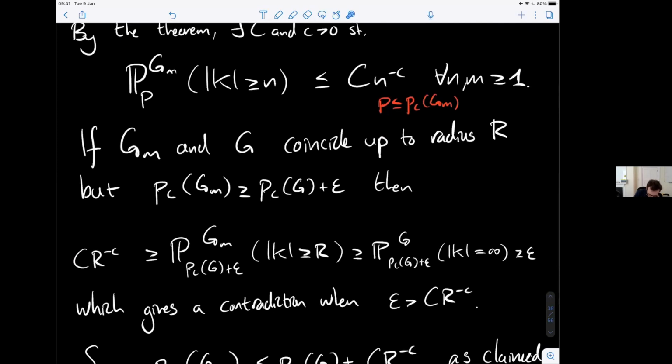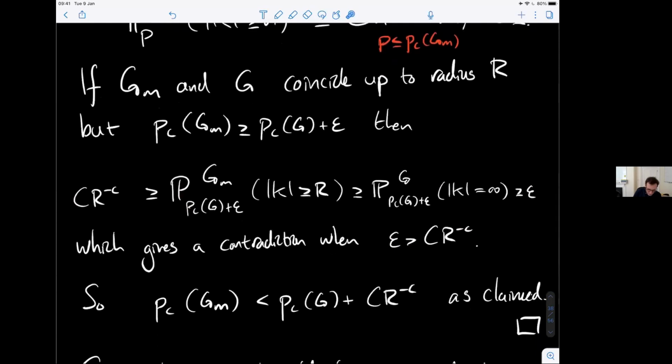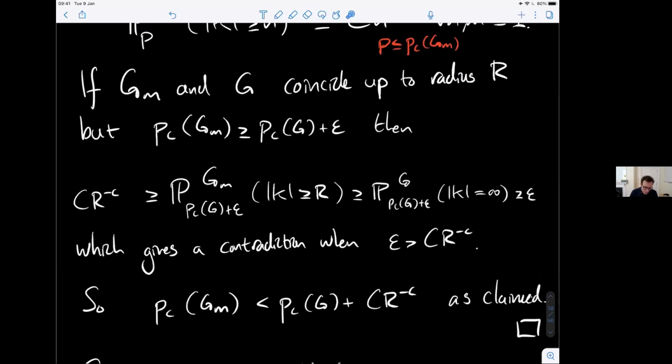But as we saw before, these two graphs are coinciding up to radius r, so this probability has to be at least the probability that you have an infinite cluster in G at the same parameter, right? But that's at least epsilon by sharpness again. Okay, and the point is, if epsilon is strictly larger than this power law, then we just get a contradiction. So we must have this inequality as claimed. So this gives us the whole thing. Pette's argument gives one side and this gives the other side.